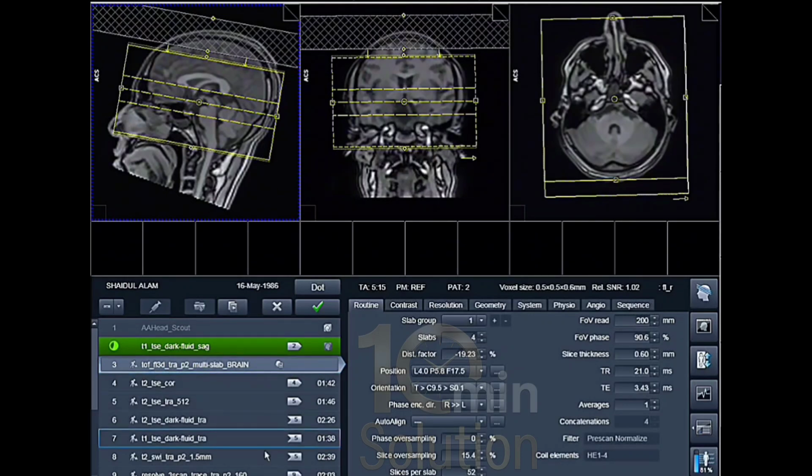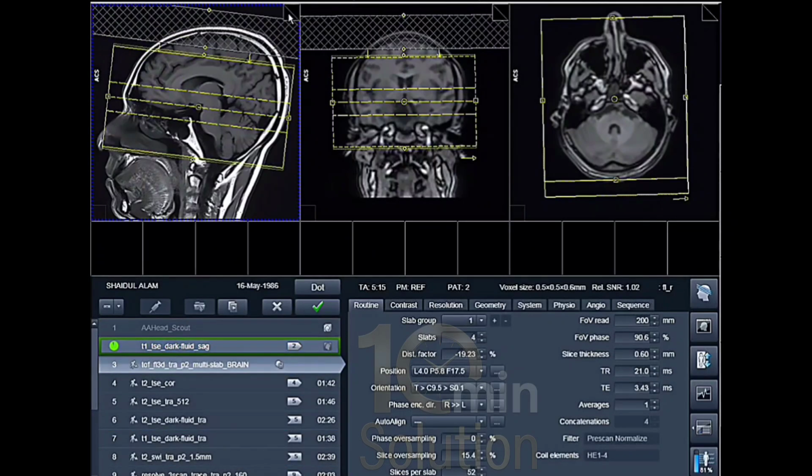Look here, top, and showing here the parameters. And now I introduce the parameters. Now slab group 1 and now slab 4, and distance factor is minus 19.23. Look here, the FOV 200 and phase, and slice thickness 0.60 millimeters, and showing here the final image.